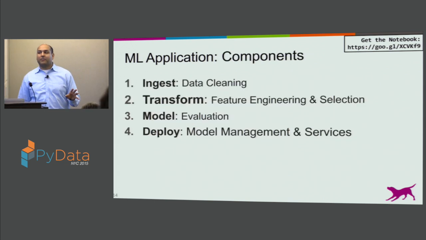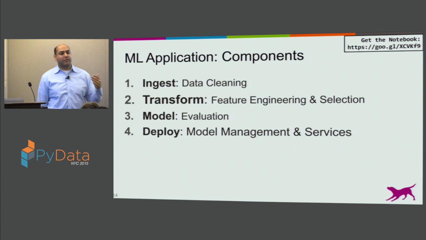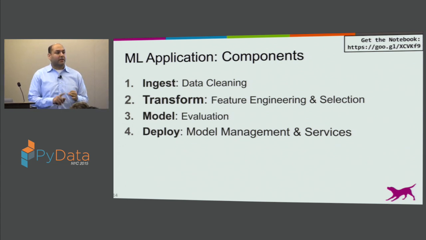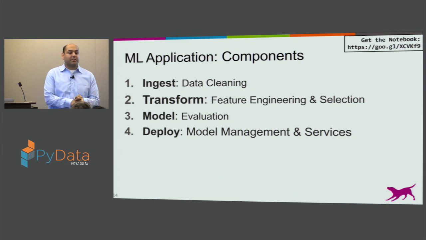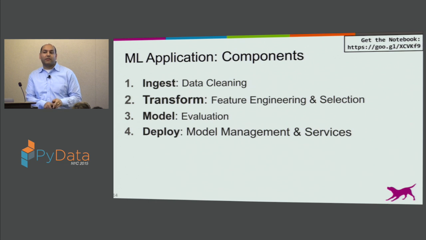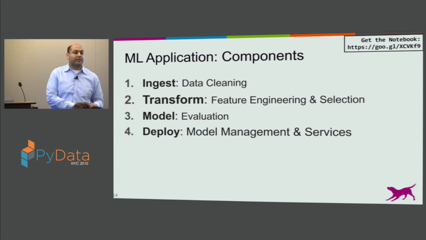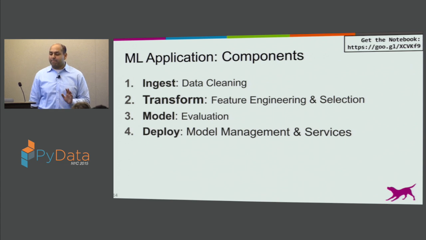We're going to zoom in on these 4 components though. These are the 4 components that we're going to talk about in today's session. Ingesting data, transforming that data or feature engineering and feature selection, modeling, including some bits on evaluation, and then finally deployment. Okay. Any questions? No? Everybody's so quiet. Okay, go ahead.